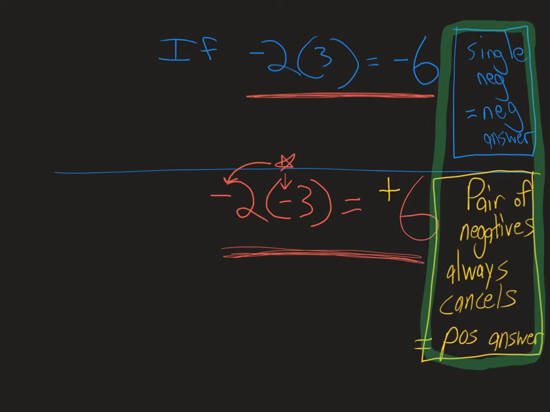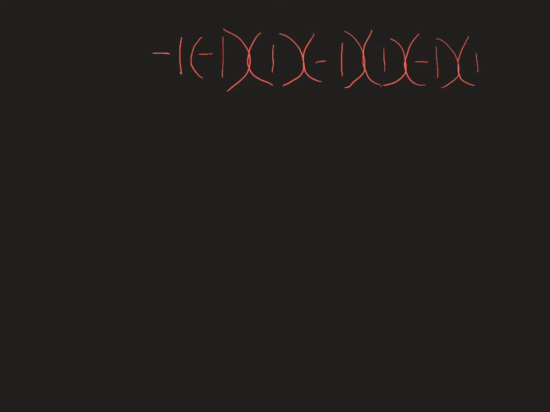Okay. Those rules we just learned. A single negative is a negative answer. Pairs of negatives cancel. Let's take this idea a little bit further. That might look a little weird, but all I'm doing is multiplying a whole bunch of ones with each other.